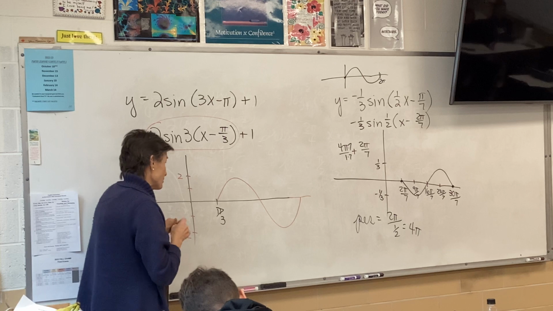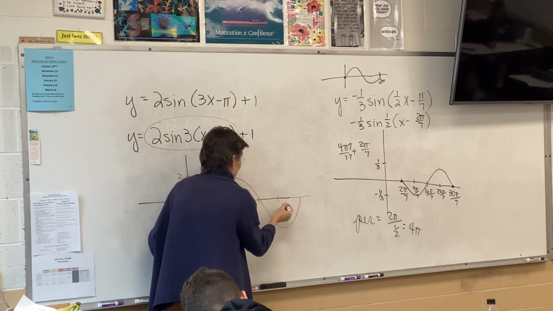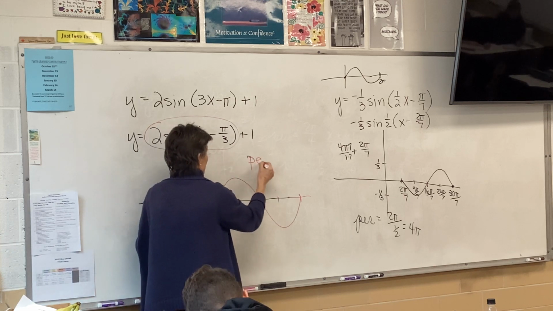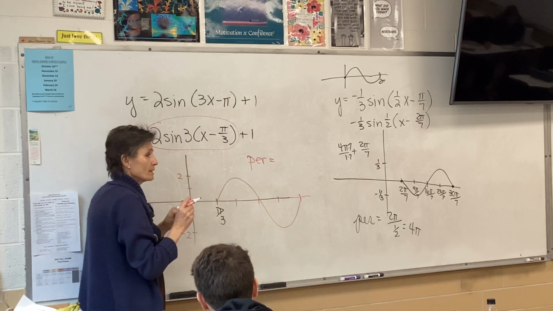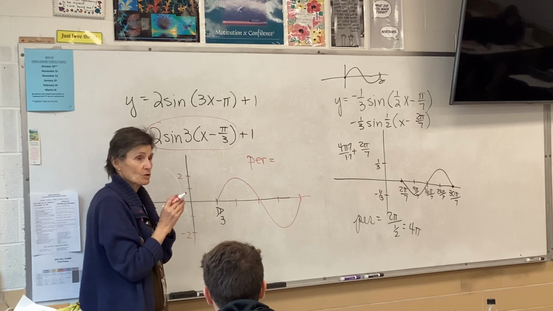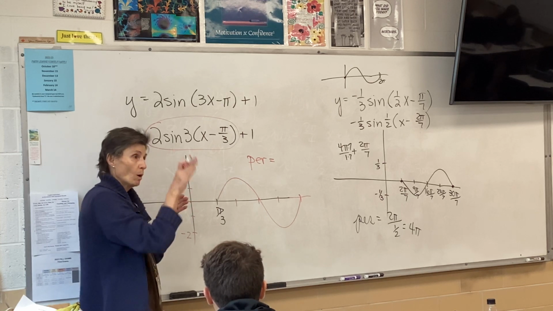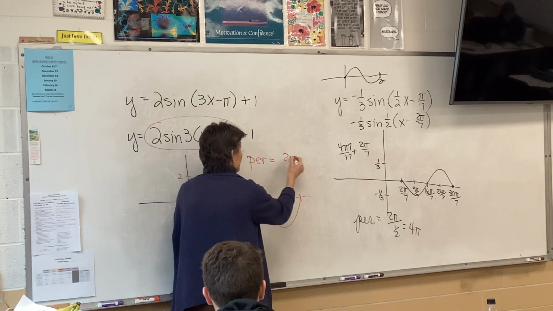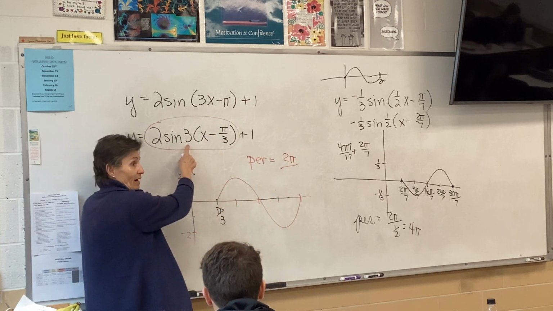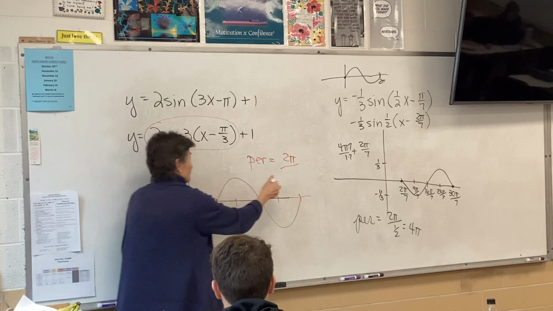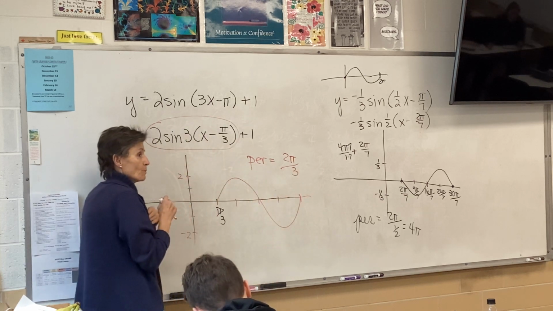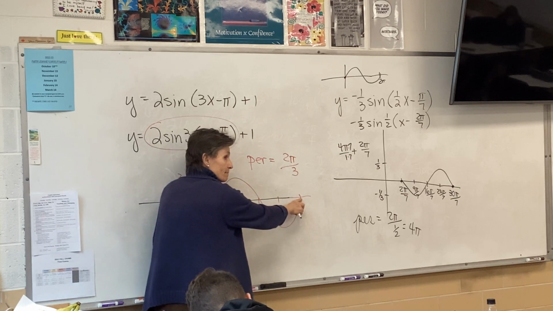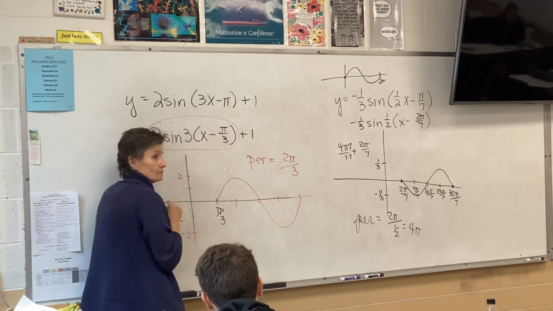Now, all I need to do now is find these labels, but I can't really do that until I know what my period is. How long is this curve from start to finish? That is one hill, one valley. Well, it's supposed to be 2 pi, but that has been divided by 3. So that means a hill and a valley is 2/3 pi.